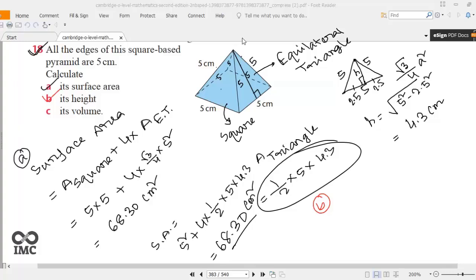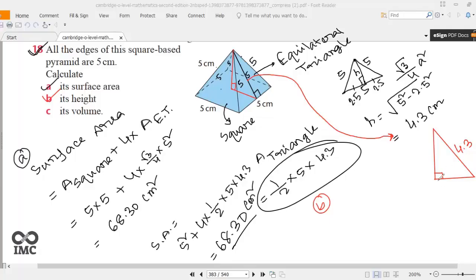Now we need to find the height. How can we find it? Height represents this line, the shortest distance between the vertex and the base, so it must be 90 degrees. If we draw this way, this triangle must be a right triangle. So we can draw this right triangle this way. In this right triangle, we already know the slant height: this height is actually the slant height, 4.3.